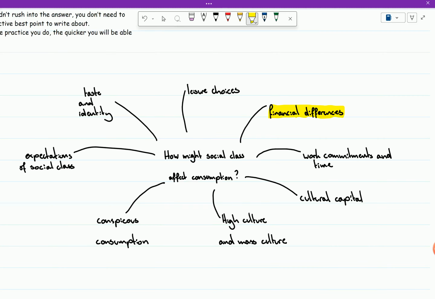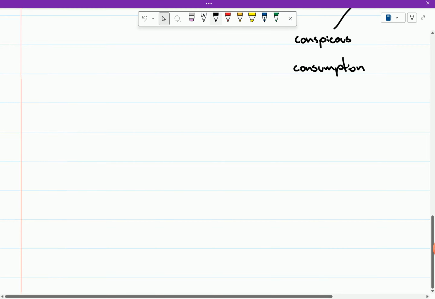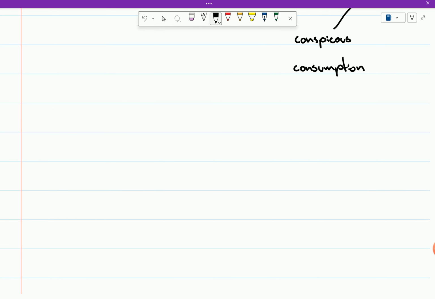So now that we've picked financial differences, let's start. The task we're about to do is going to be messy, and there's going to be a lot of talking, a lot of thought process, and I would encourage you to do the same when you're trying to develop your points. So, let's start here.